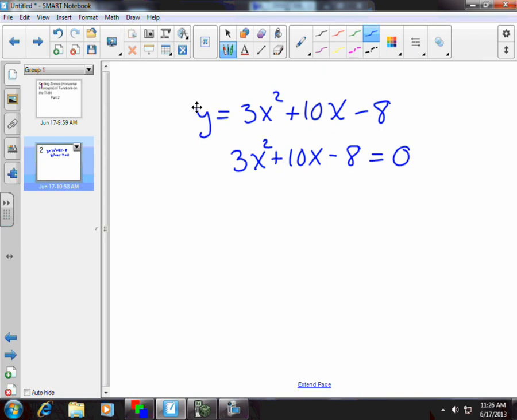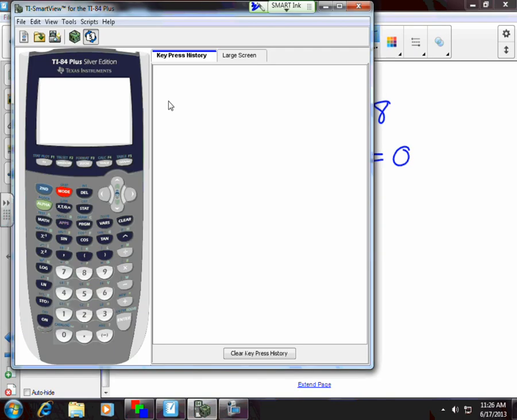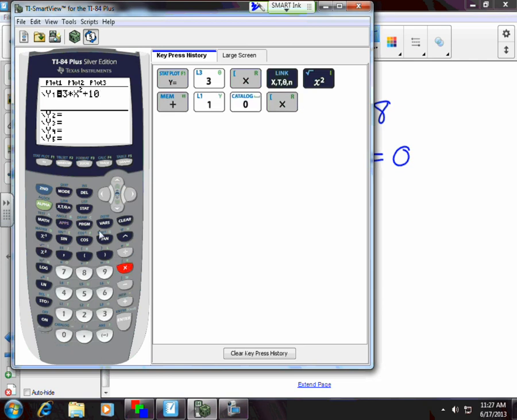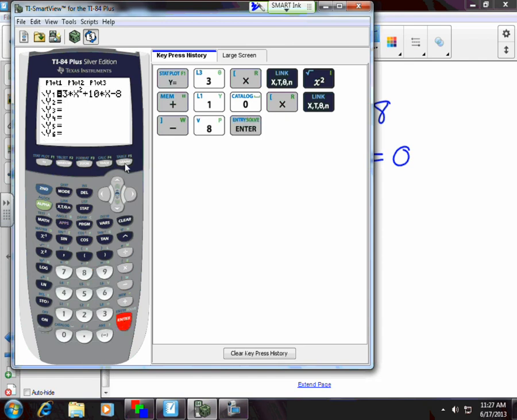Now again, I have no doubt that you could actually solve this using factoring or the quadratic formula. But again, this is just for the purposes of demonstration. So let's go to our calculator. Y equals, let's put in our function, 3 times x squared plus 10 times x minus 8. Enter, and then graph.